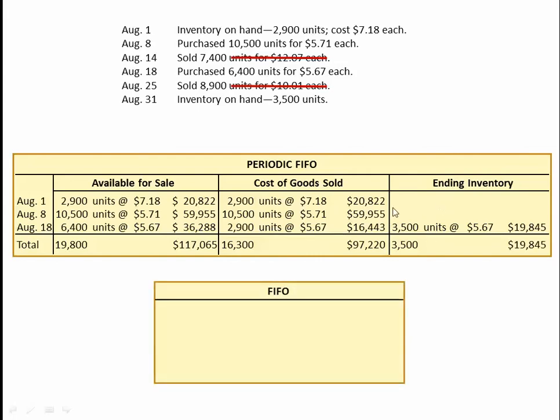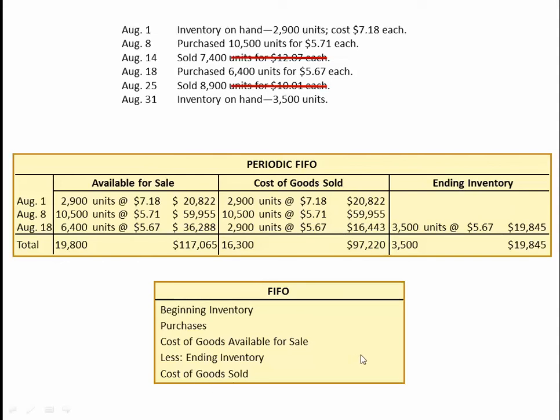Ending inventory, 3,500 units. We know that because 3,500 units are here on hand. So if we take 3,500 units and add what we sold, it should equal the available for sale. So let's check this down here. Here's a little diagram to show the FIFO for beginning inventory, purchases, cost of goods available for sale, less ending inventory equals cost of goods sold. So this is the actual calculation to calculate cost of goods sold.